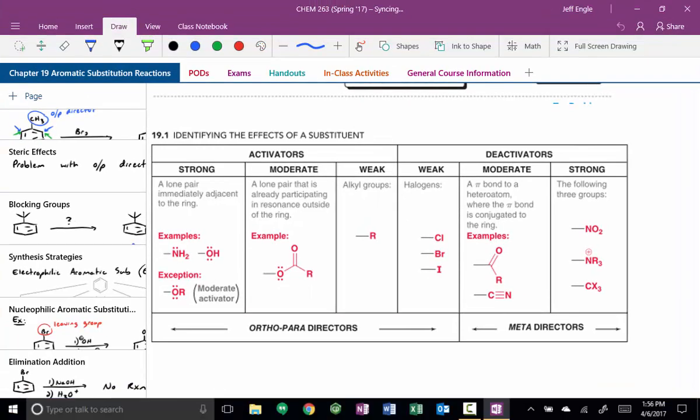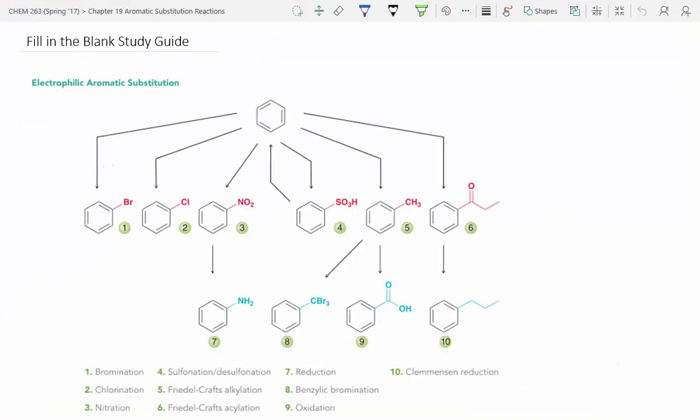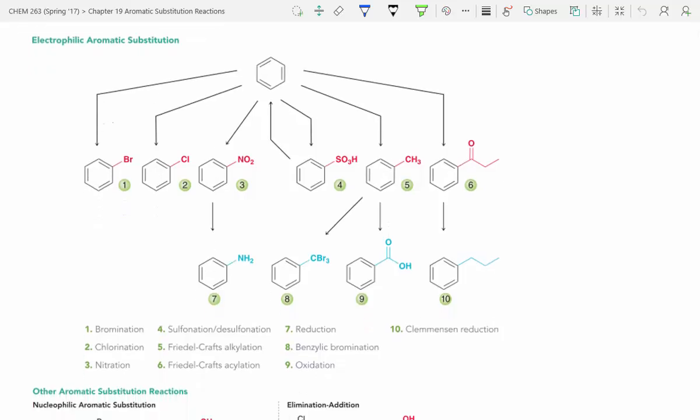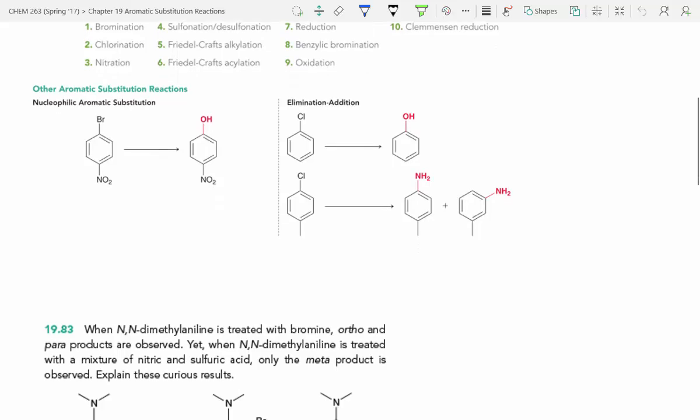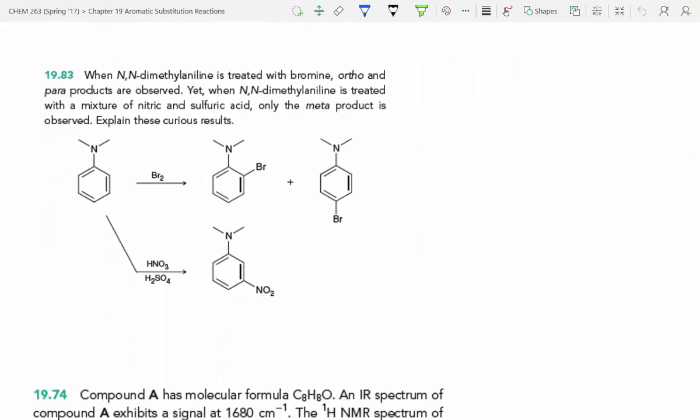What I've got for you guys is on this last page, I've got a fill-in-the-blank study guide. Oftentimes students will just use this as a study aid, as a way of double-checking themselves. And I would encourage you to actually go out and draw the full reaction mechanism too, including all the intermediates. So what we're going to do with our remaining period is work on some group problems.